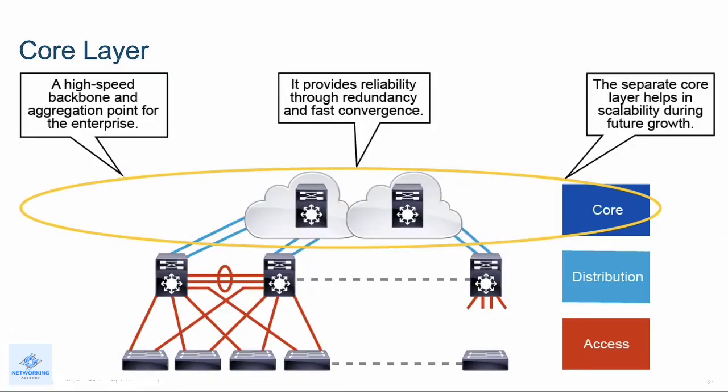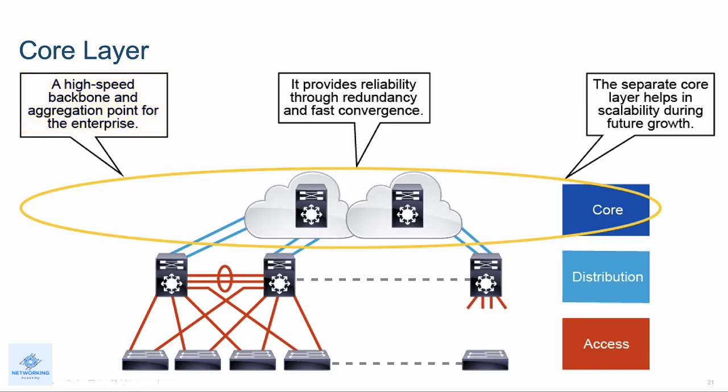In this next slide, we depict the core layer, and the core layer is intended to be lean and mean. Its major job in life is to provide connectivity for all of the switches and hosts and services that are down below it, and provide a way to get up and out of the campus network and out to the rest of the world. So it's a high-speed backbone network. It is an aggregation point for the entire enterprise.